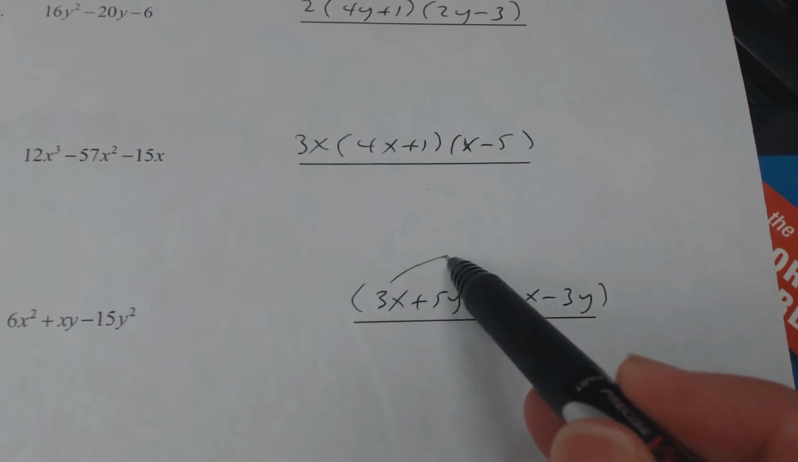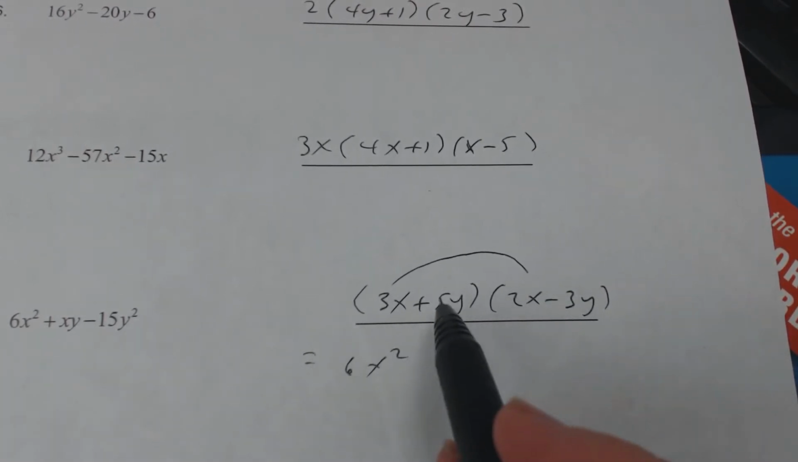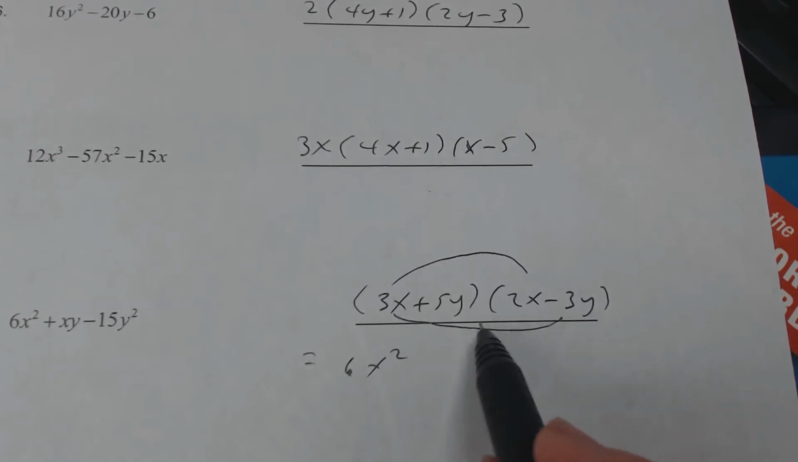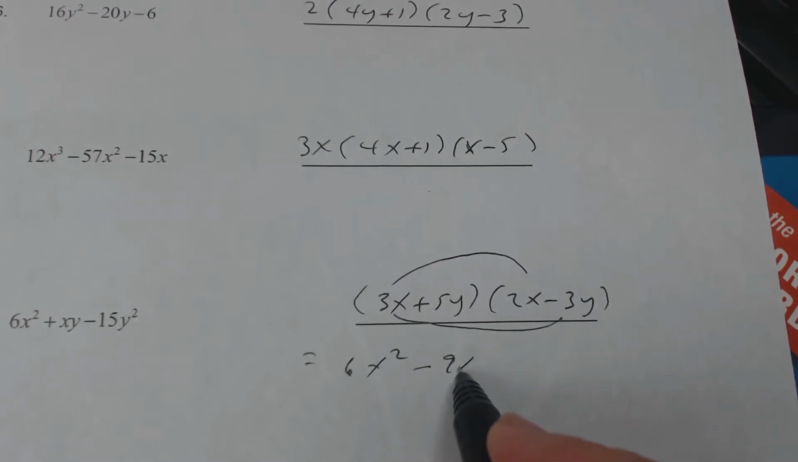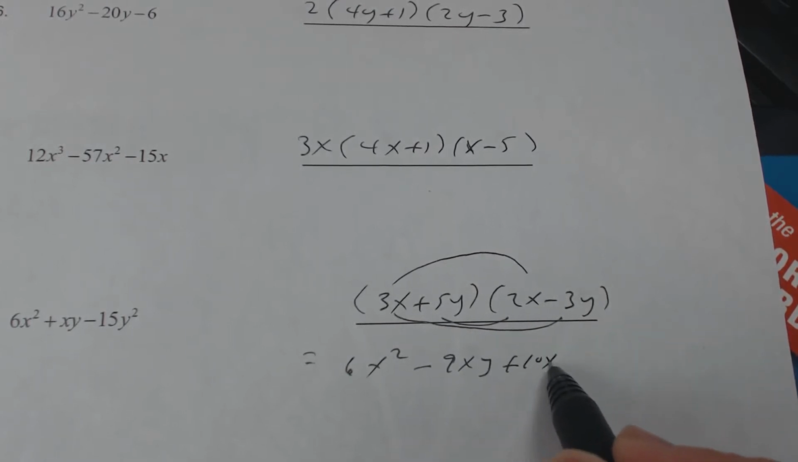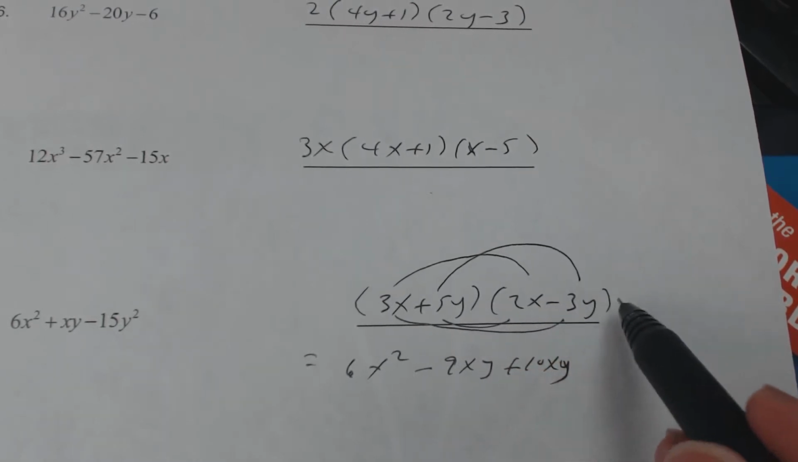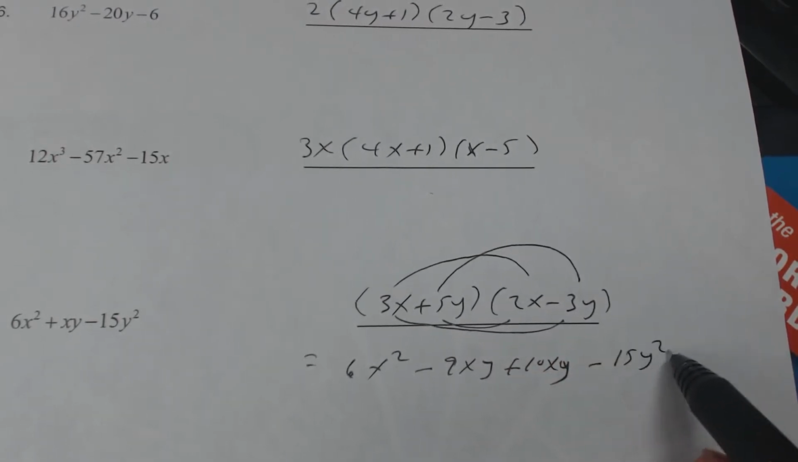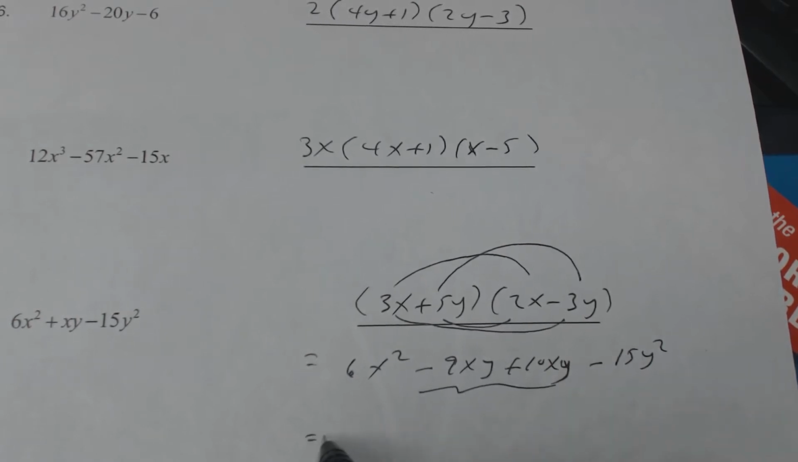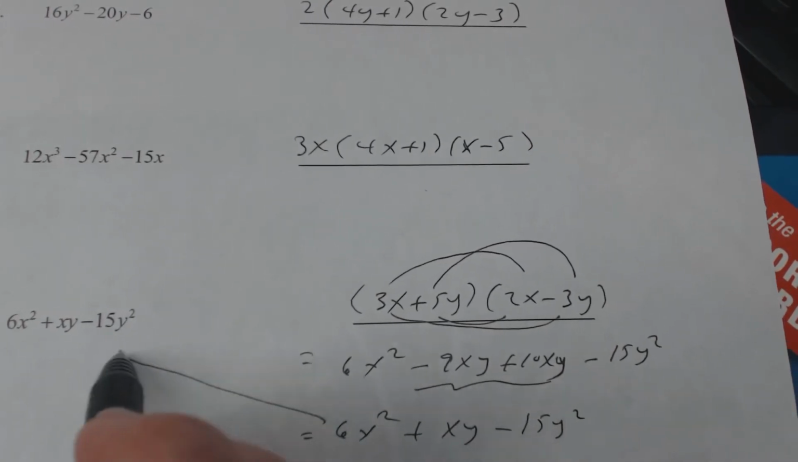Use FOIL. 3x times 2x is 6x squared. So far I'm okay. The outer, 3x times a negative 3y, is a negative 9xy. The inner, 5y times 2x, is a positive 10xy. And the last, a positive 5y times a negative 3y, is a negative 15y squared. Combining like terms, I get 6x squared, negative 9xy and a positive 10xy is a positive xy, and then minus 15y squared, and that is what you wanted.